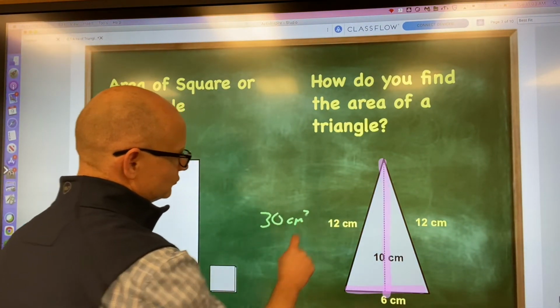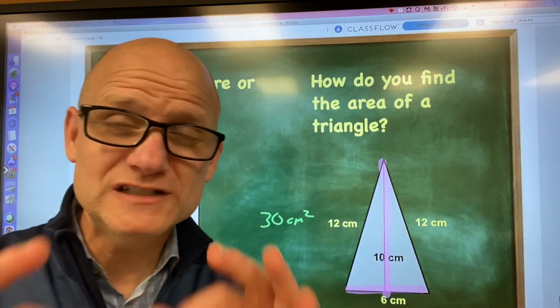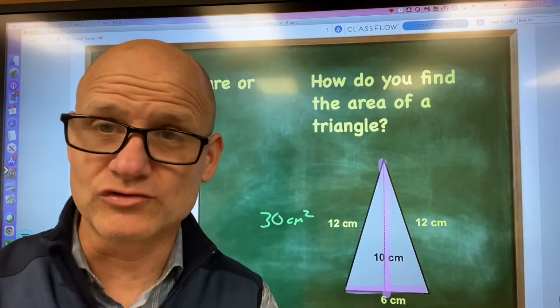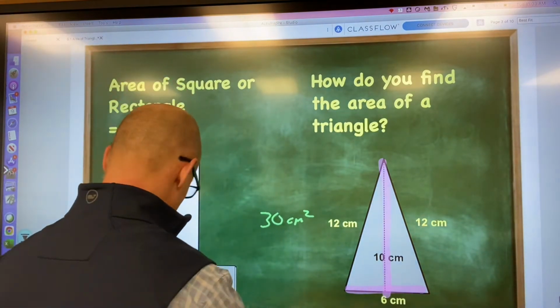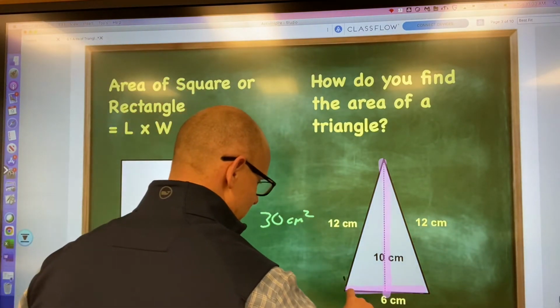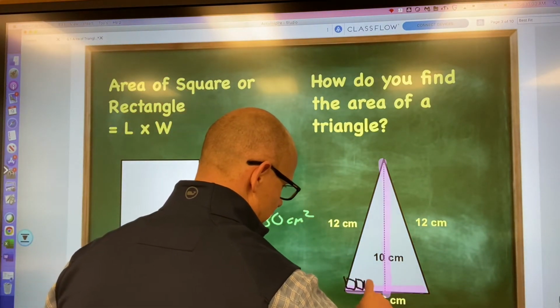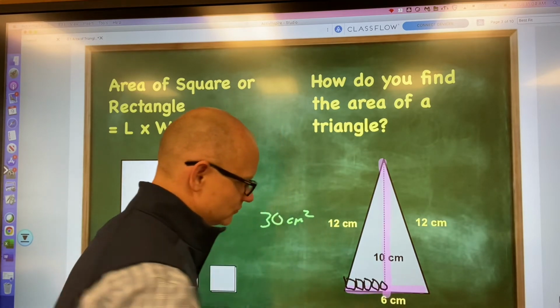centimeters, but then squared. Why? Because you're still using squares to find the area of a triangle. You're still using an actual square, and you're counting these squares. How many total squares can I fit in here? Squares.